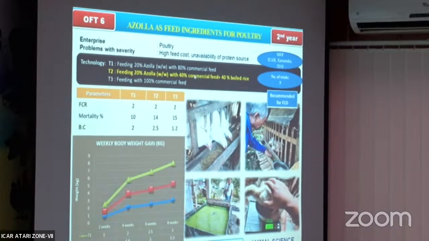So we find that... Can I ask a question? Yes. What is the basis? Which technology is this? This one, sir. So how did you process this azolla? This azolla, sir, it is chopped. We collect it and feed it directly, fresh. Then we mix it with the feed, sir.